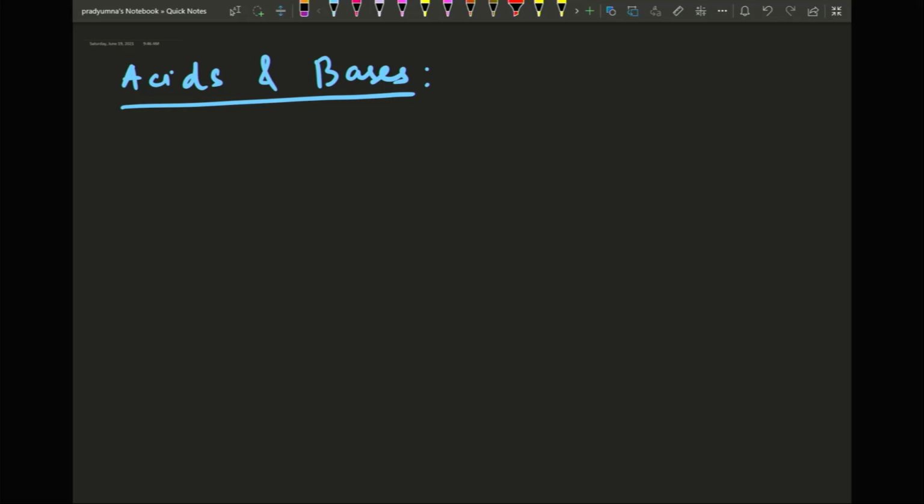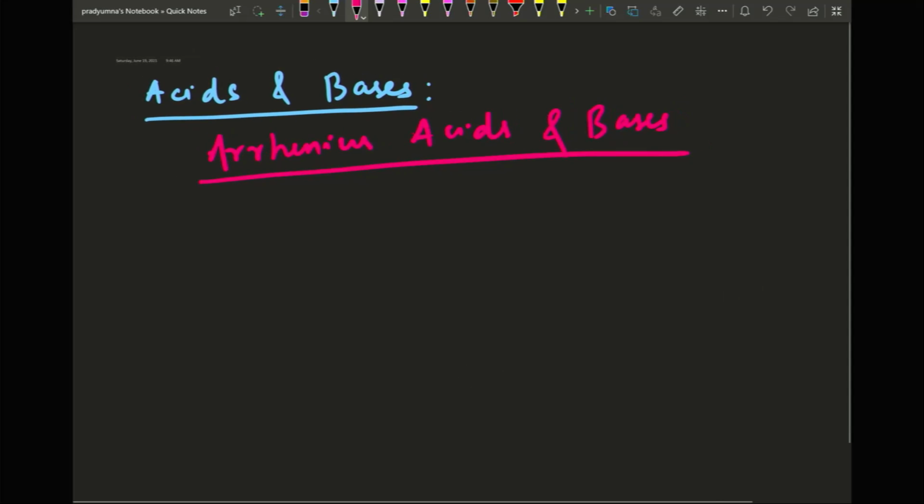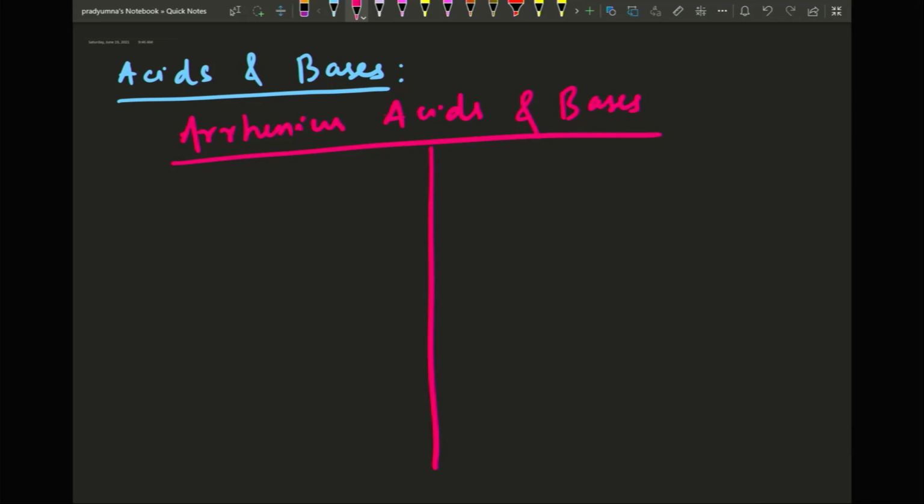Hello everyone. In this video we will discuss acids and bases. The simplest definitions of acids and bases were given by Arrhenius. This is why these are called Arrhenius acids and bases. The definition is pretty simple. You all knew about this. So let's put what are acids and what are bases.